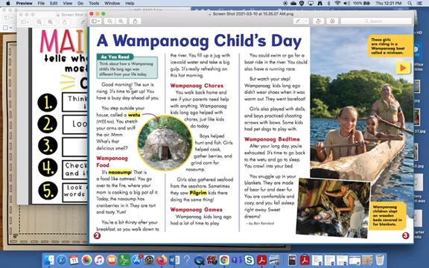Good morning. The sun is rising. It's time to get up. You have a busy day ahead of you. You step outside your house called a wee-two. Look how I use that pronunciation key to figure out how to say that. You stretch your arms and sniff the air.